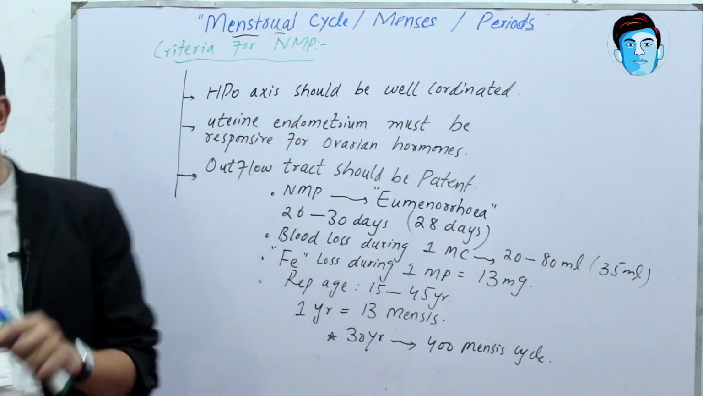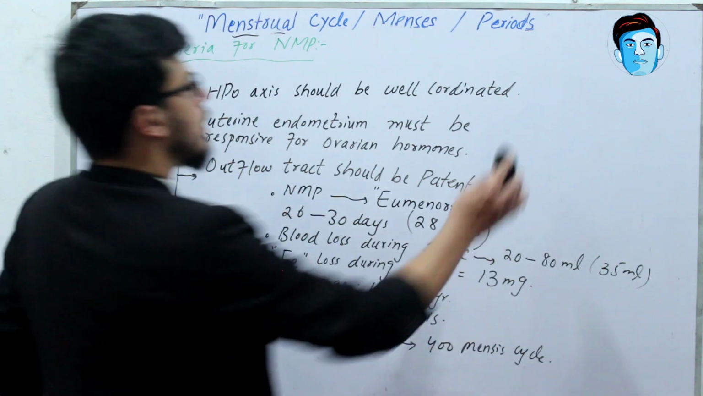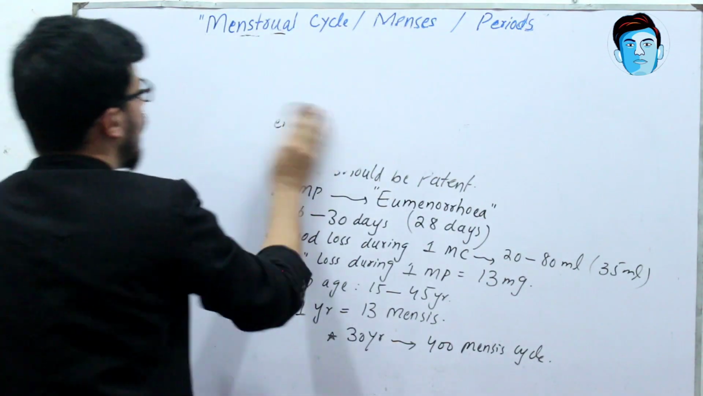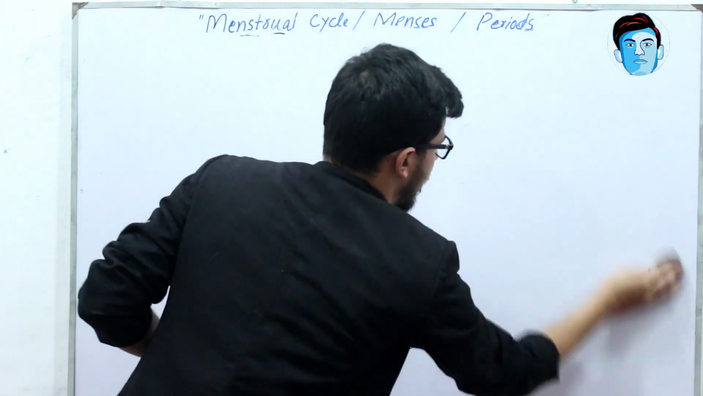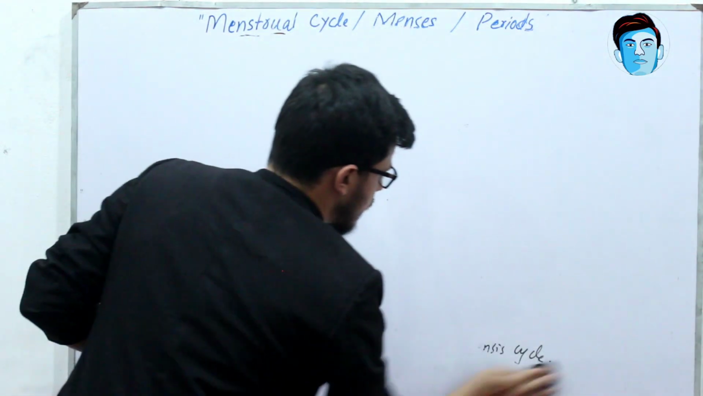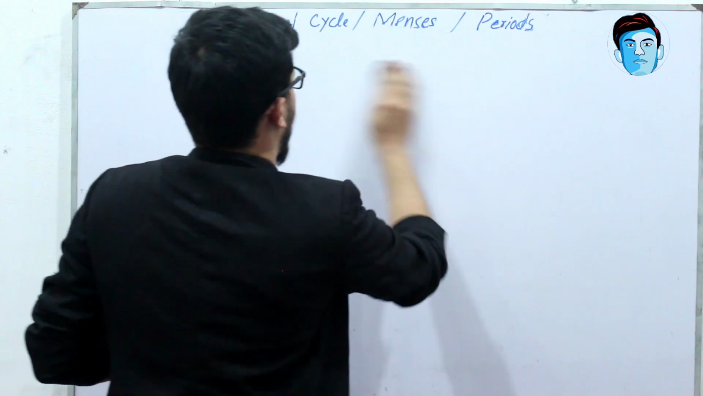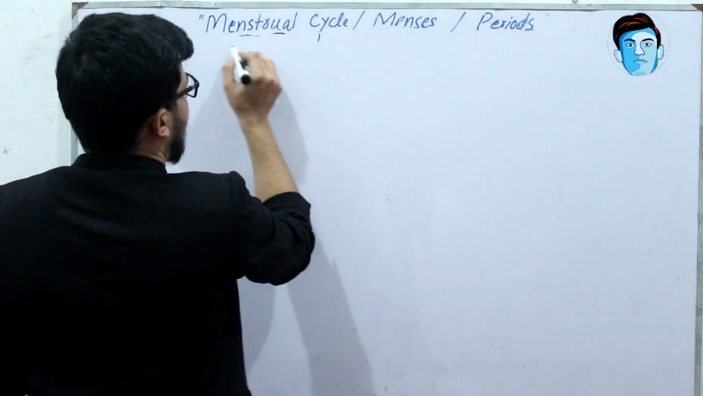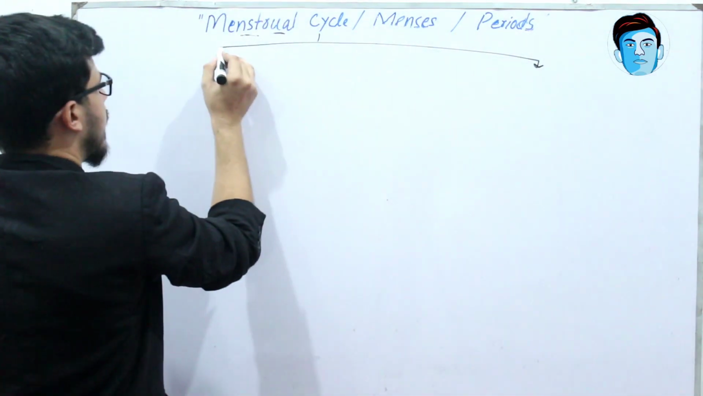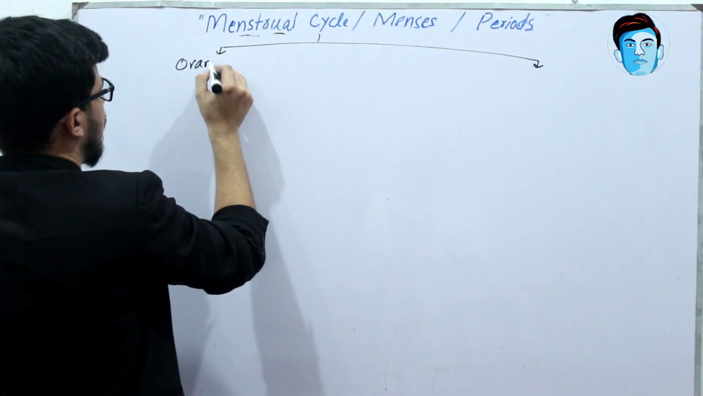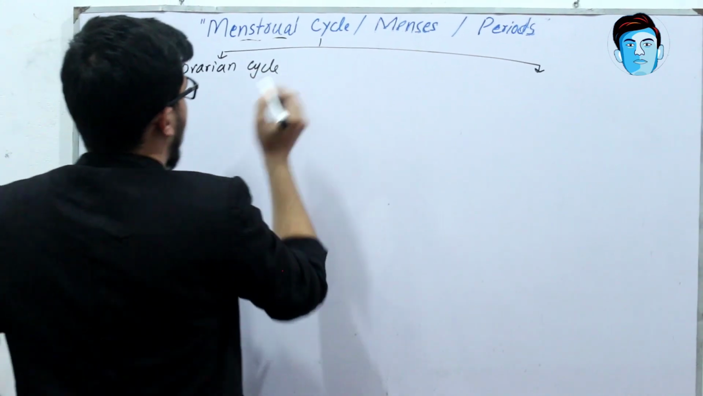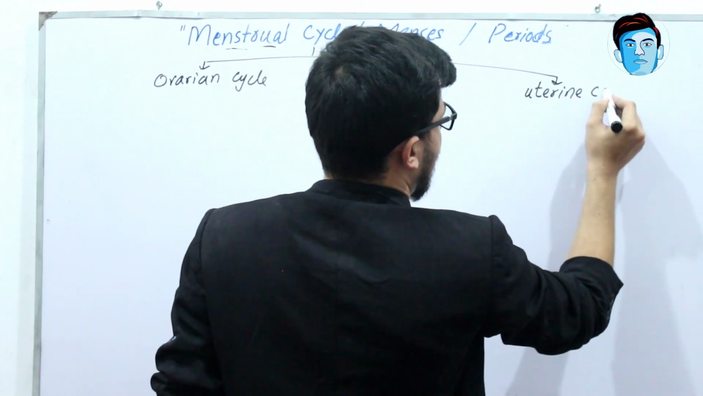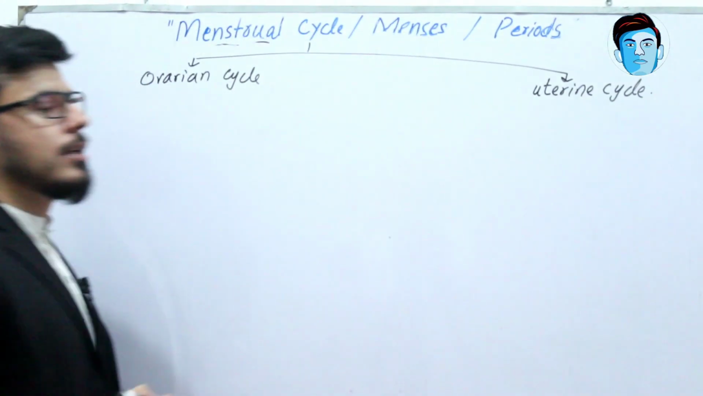So students, that's all about the menstrual cycle overview. Now let's discuss the phases of the menstrual cycle, that is, how many phases there are in the menstrual cycle. The menstrual cycle is divided further into two cycles. The first is called the ovarian cycle, and the second is the uterine cycle, which is also called the endometrial cycle.